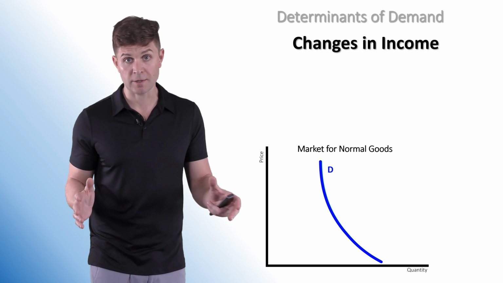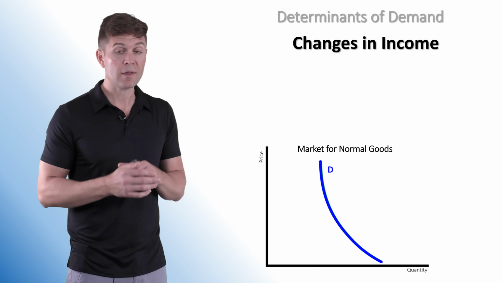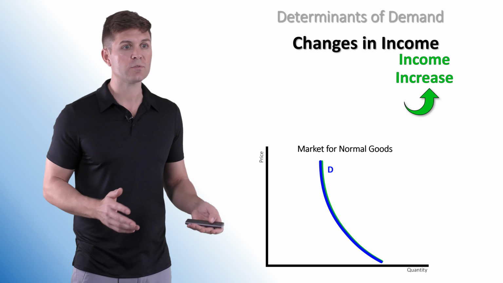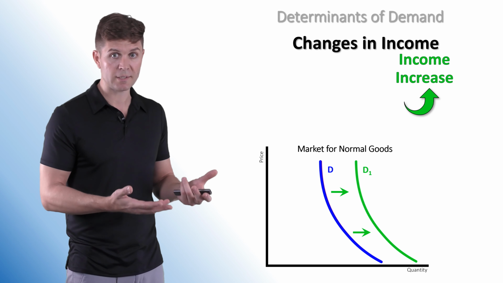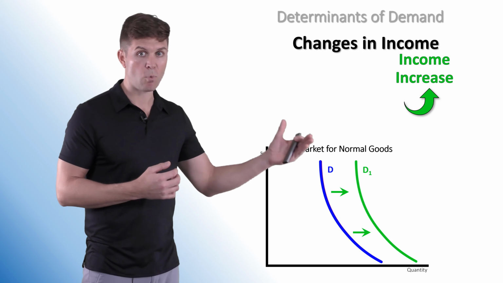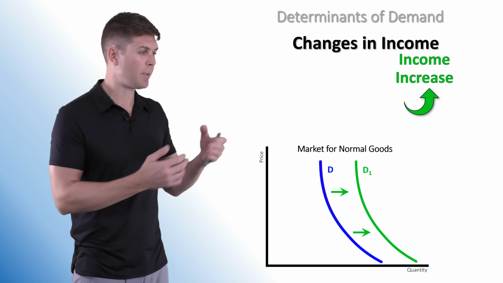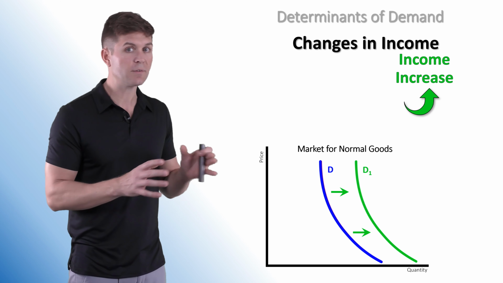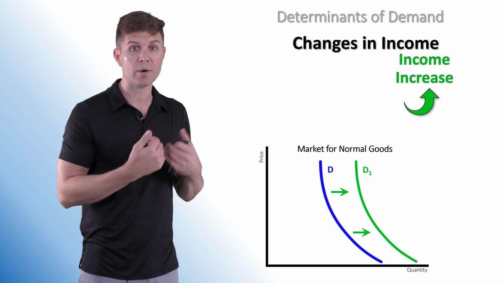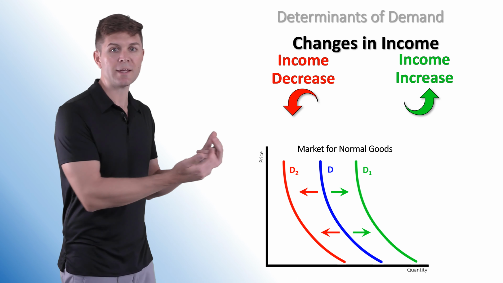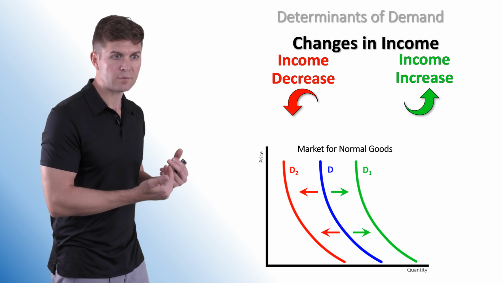Now, changes in income have a big impact on demand. There are two different types of products that we're going to look at here. Typically, we assume that an increase in income is going to cause us to buy more of a product. You get a new job, you go out to eat more. You get a new job, you buy more clothes. It's what we do. Prices don't have to change. We just buy more because we are able to buy more. We lose our job, we get fewer hours, we buy less.